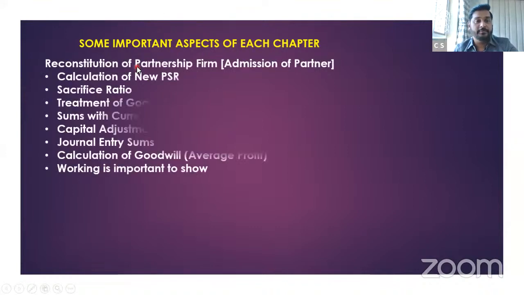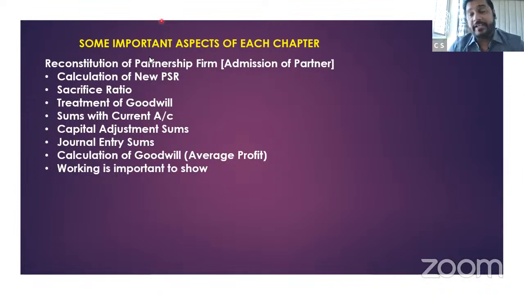So some important points during the examination. Some important points or aspects of each chapter. Now, what happens? We learn the chapter, but we forget that every chapter has some components, and those components need to be checked. Those components are given here under one head. This is the title: reconstitution of partnership firm, and under that, admission of partner. Which things you need to note? Number one, calculation of new PSR.